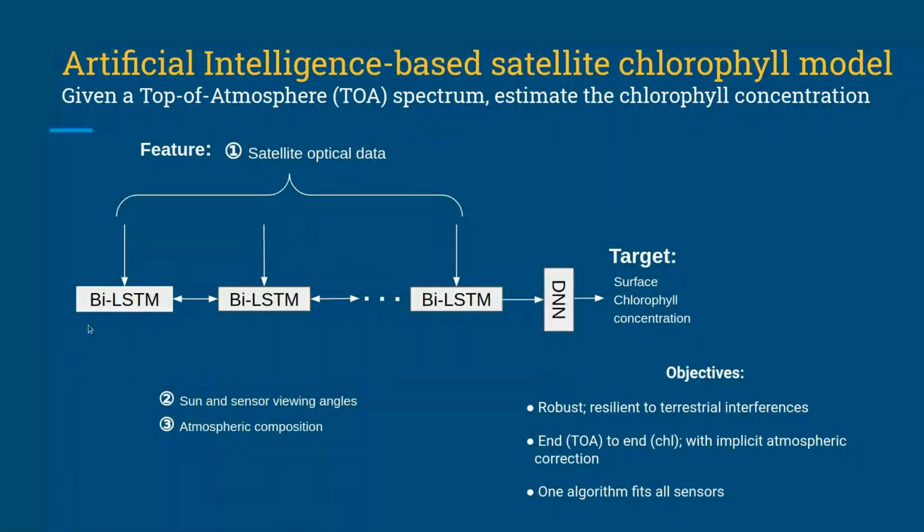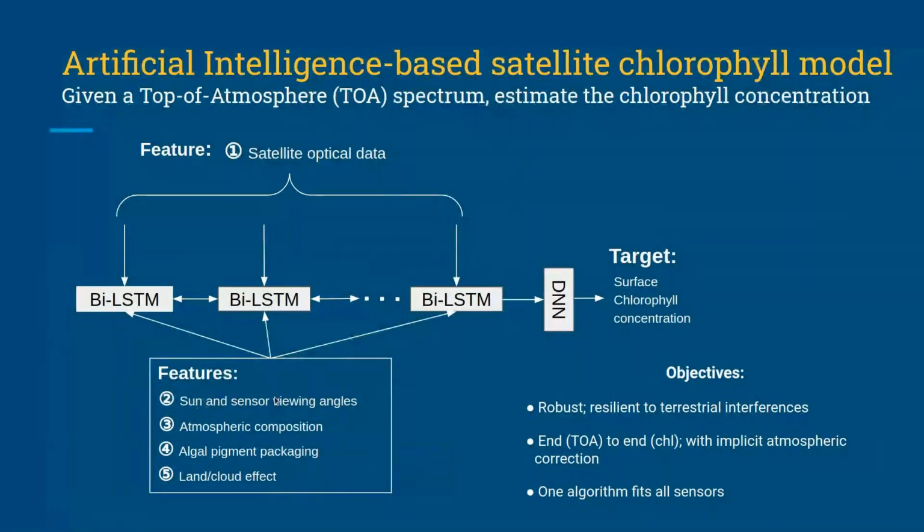So basically, we use a sequence model to digest those spectral sequence data, and then use not only the atmospheric correction and sensor viewing geometry data, but also a bunch of other data, for example, the land cloud effect, by including not only the pixel of concern, but also surrounding pixels as context information when we process this spectral sequence. So that's the idea.